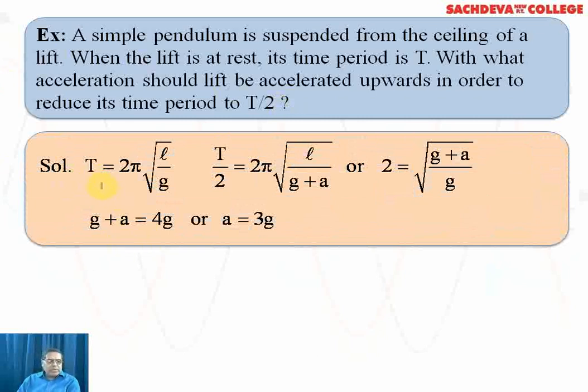So the main formula is 2 pi under root L by g, and T over 2 will be how much? T by 2 will be equal to pi into under root L over g plus a, or this will be 2 equal to g plus a over g. So if we add g and a, it will become 4g, or a will become 3g. So the acceleration is 3 times the acceleration due to gravity.